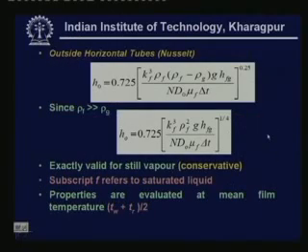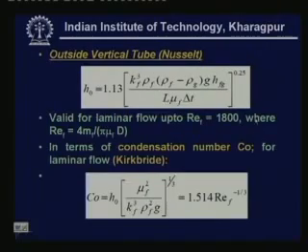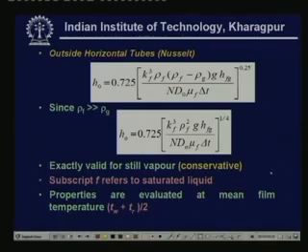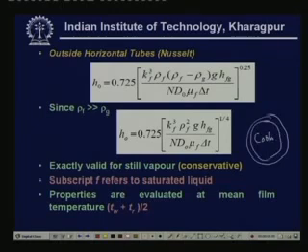Now, let us look at a simple case where condensation is taking place outside horizontal tubes. Okay, that means you have a tube like this, let us say, and inside the tube the coolant is flowing. Okay, this is coolant, and outside you have the refrigerant vapor. So, when the refrigerant vapor comes in contact with this tube, outside the tube condensation occurs. So, a film of liquid refrigerant forms on the outside of the horizontal tube.